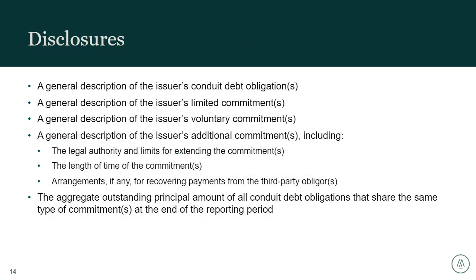So in terms of disclosures, of course, with all new standards, we're going to have some additional disclosures to consider. Items listed are required disclosure, if you're a description of that conduit debt obligation. If you have any limited or voluntary or additional commitments, then there's going to be some additional descriptions related to those. If you have an additional commitment that the issuer has made, then you want to also describe the legal authority and the limits for extending those commitments, the length of time of the commitments and the arrangements, if any, for recovering payments. And then finally, the aggregate outstanding principal amount of all those debt obligations that share the same type of commitment at the end of the reporting period.